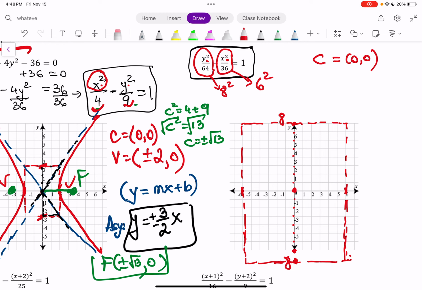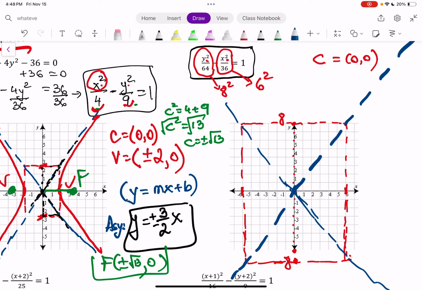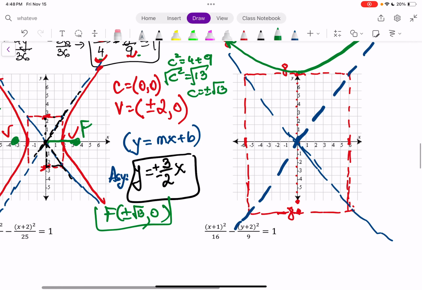And I'm using that box to draw its diagonals. And those diagonals are the asymptotes for the hyperbola. Okay. What color should I use? I'll put green. Okay. Now, because y is positive, this hyperbola will open up and down alongside the y-axis.